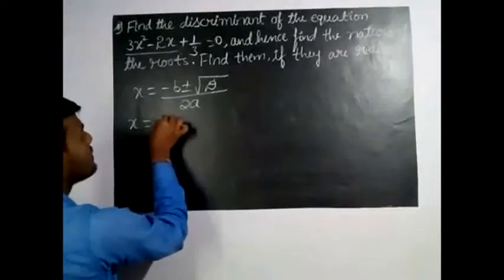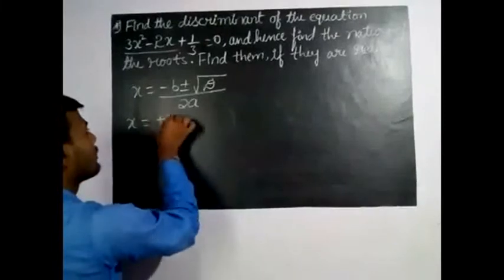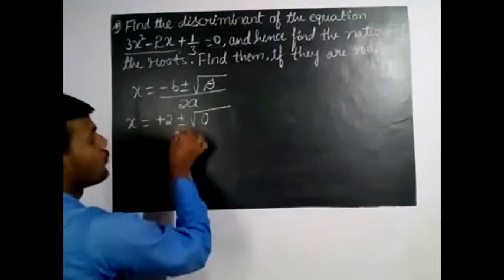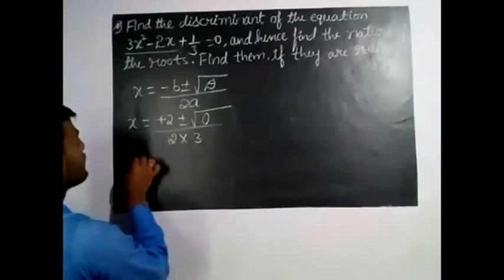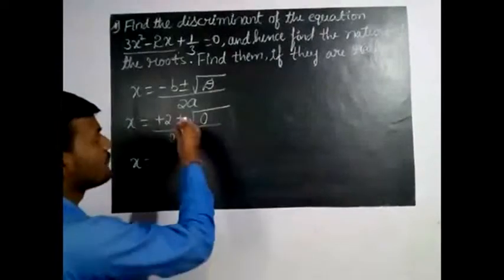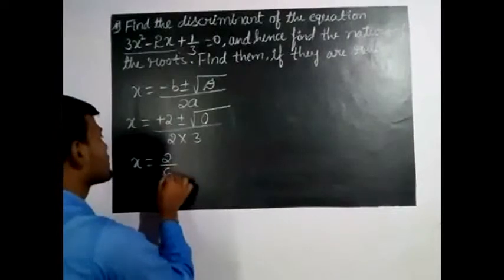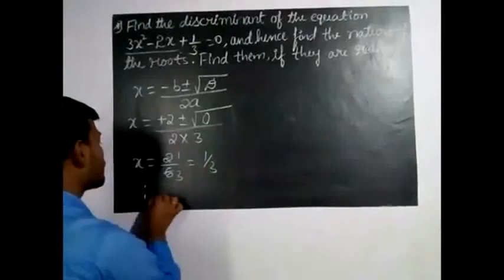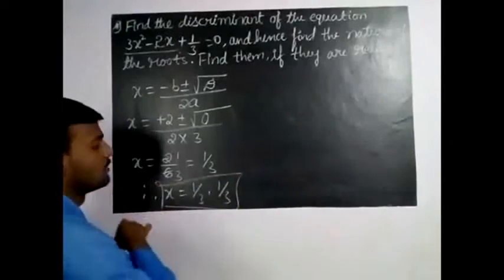x = −b, and minus of minus becomes plus, so it is 2 ± √D. √D is 0 only, because we found that, over 2 into a, where a is 3. So x = 2, and the square root of 0 means 0 only. If I add that 0 to the 2, we get 2 only. So 2 by 6, which is 1/3. Therefore x = 1/3 and 1/3 are the two equal roots.